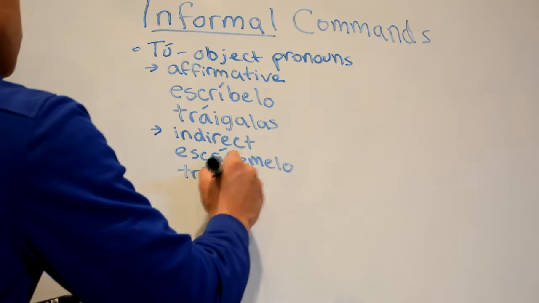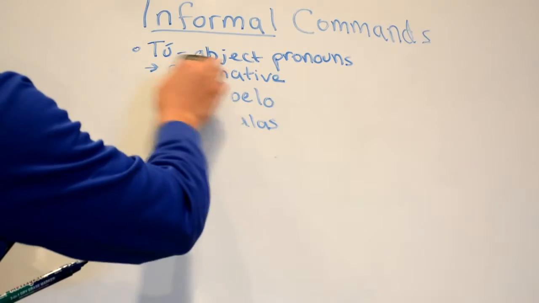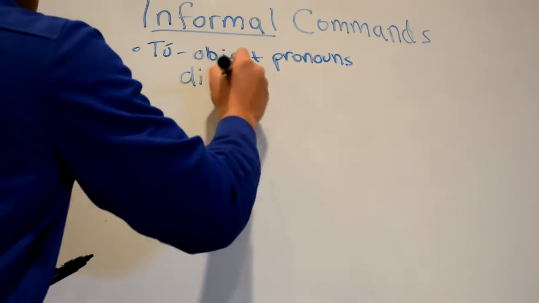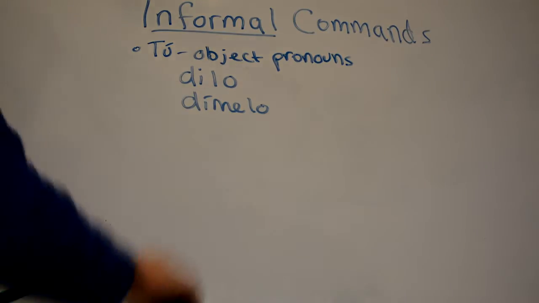If the original command had only one syllable, an accent mark is only needed when both an indirect and direct object pronoun are attached to it. For dilo, say it, no accent mark is needed, whereas for dímelo, say it to me, an accent mark is needed over the e.